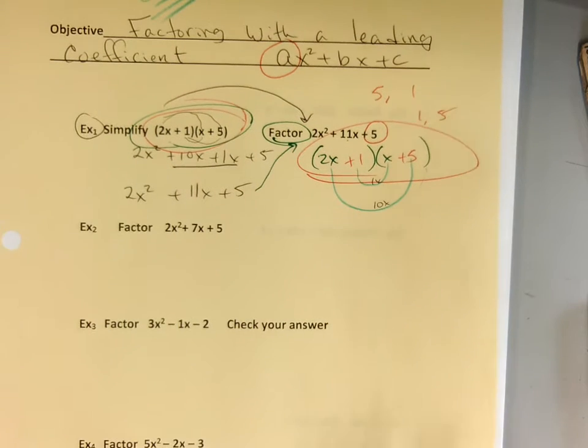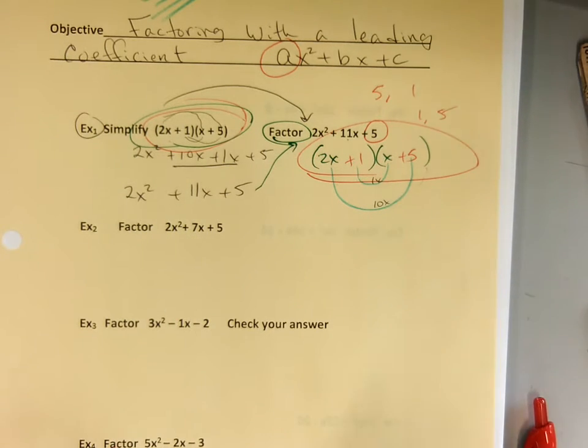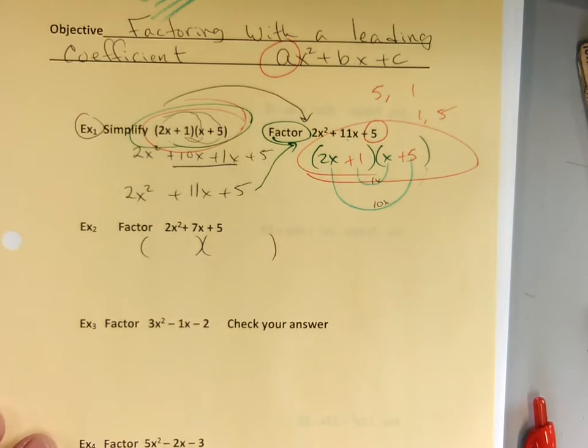Now, example 2 looks almost the same, except for it's got a different middle term, doesn't it? So let's factor again. So a little bit of today is guess and check. A little bit of it is. I didn't give you hard problems. I gave you pretty easy ones.